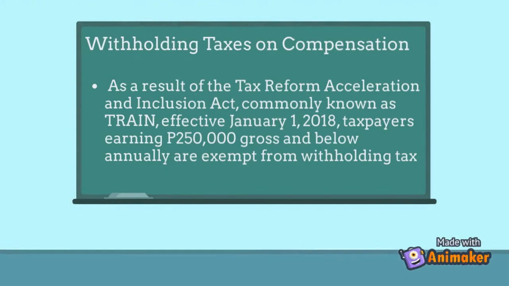Withholding tax is also deducted from employees' income arising from employer-employee relationships. According to the TRAIN Law, or Tax Reform for Acceleration and Inclusion Act, taxpayers who earn 250,000 gross and below annually are exempted from the withholding tax.